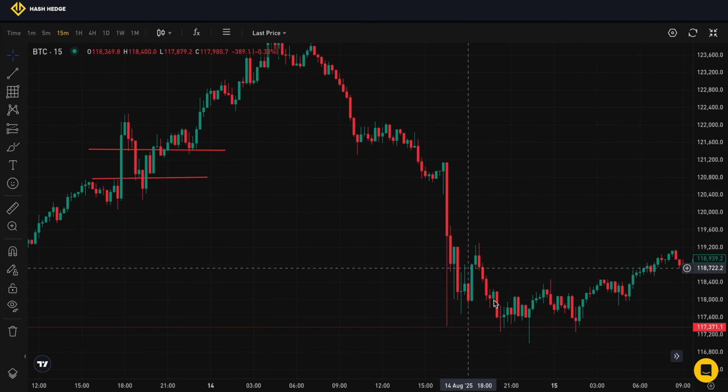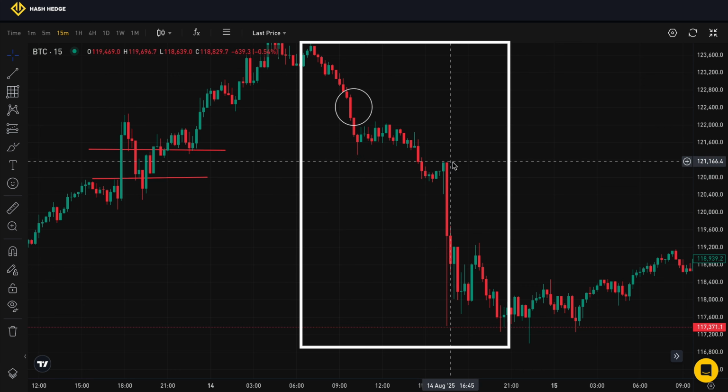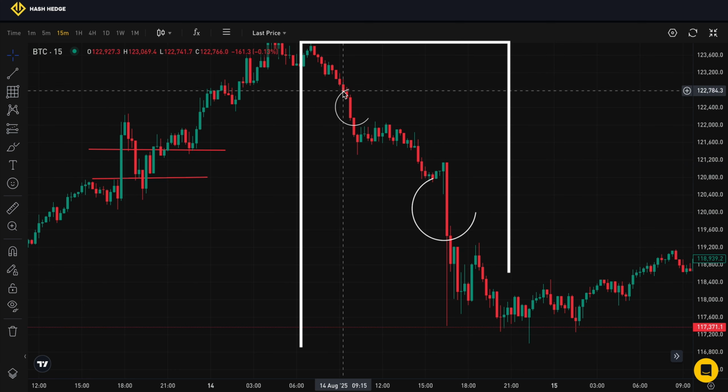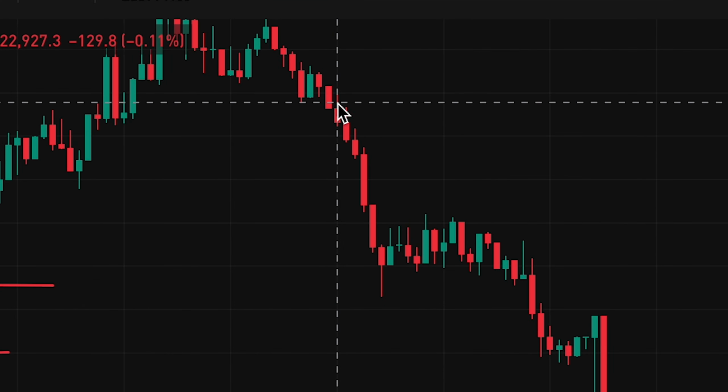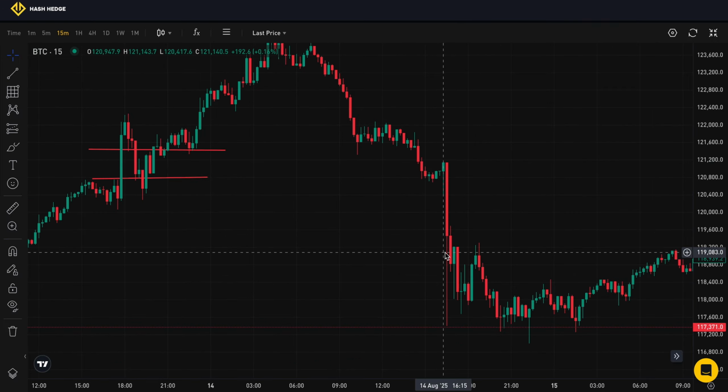Specifically in this move, I would only take into account this long candle and this long candle right here. The small candles that were in the beginning I would skip, simply because the longer the candle, the stronger the fair value gap signal.